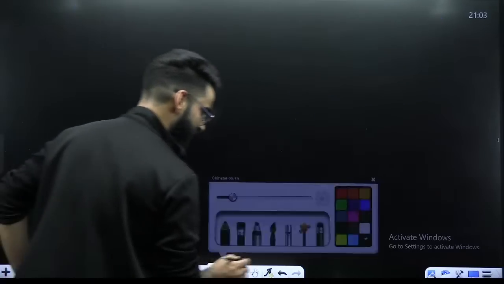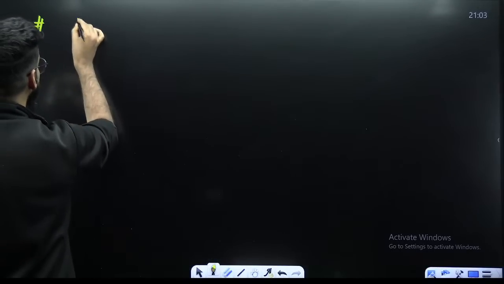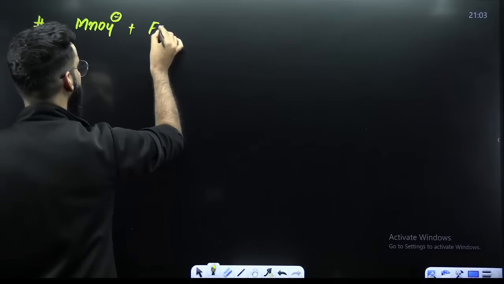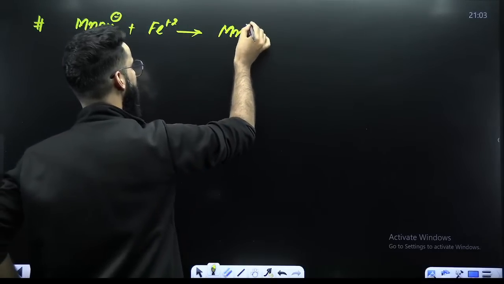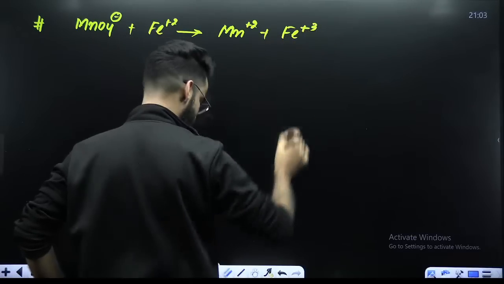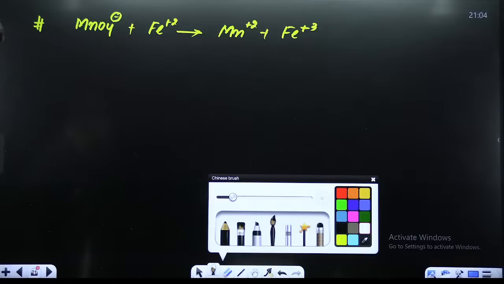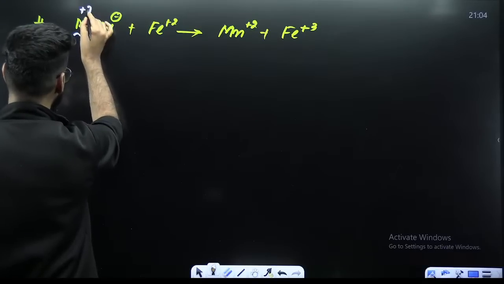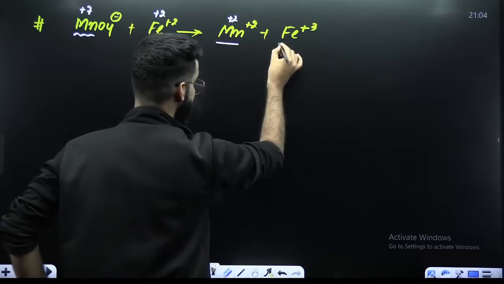Similarly, let me take a few more examples where you can check whether the substance is an oxidizing or reducing agent. For example, you have got a reaction like this: MnO4- plus Fe2+, let's say it gives Mn2+ plus Fe3+. If I ask you which one is the oxidizing agent here and which one is the reducing agent, you should be able to answer this. See guys, calculate the oxidation state of manganese here. It will come out to be +7. Iron here will be +2. This manganese +2, this iron +3.